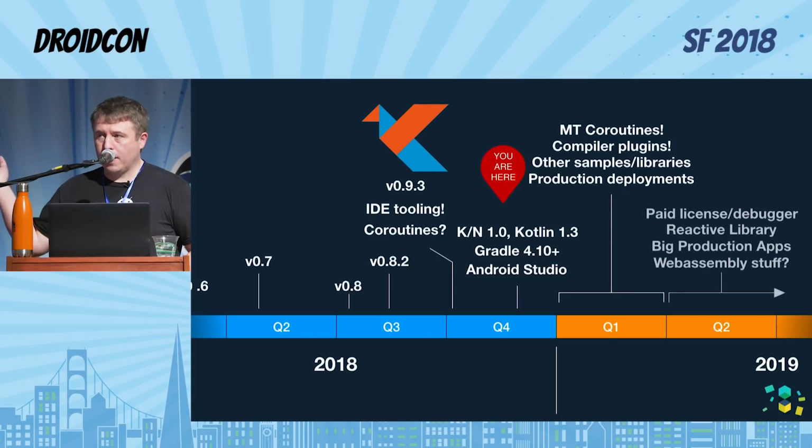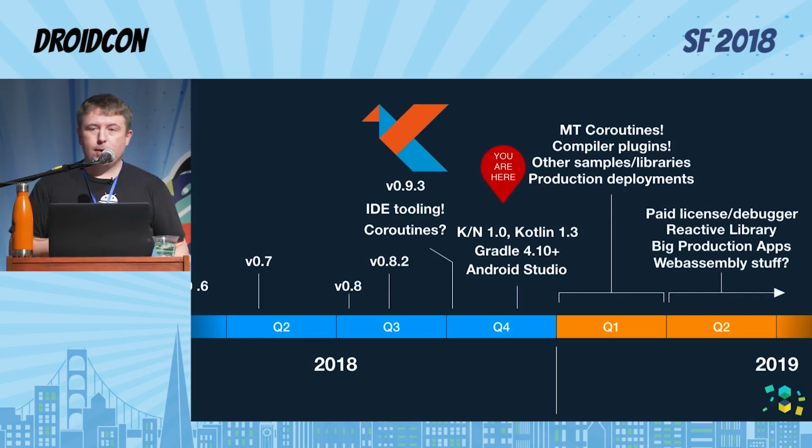Q2, this is completely speculative. I don't know. JetBrains needs to make something that they can charge a license fee for because, unlike most other software vendors, they actually just get paid for a product. We'll see what that looks like. No reactive library until they figure out the coroutines, but then JetBrains is going to build a reactive library. There are several discussions about that.